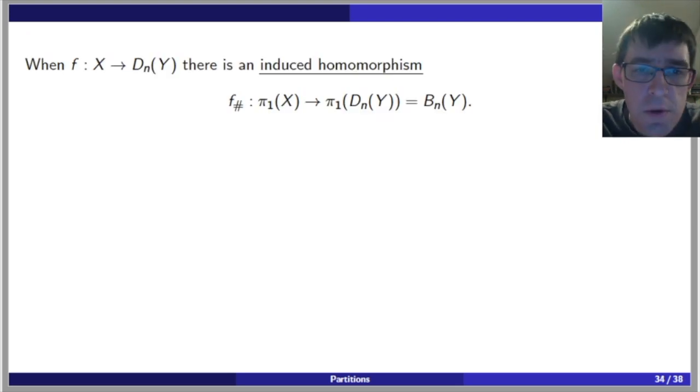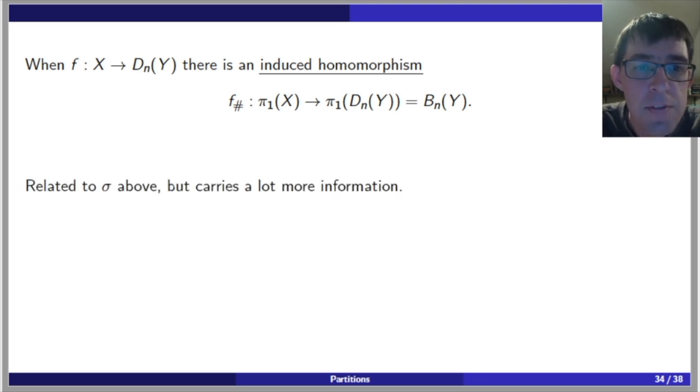In general, this is a thing you can always do with the fundamental group whenever you have a continuous function from one space to another. You get a homomorphism on the fundamental groups of each space for free. In the domain, we have the fundamental group of X, and in the codomain, we have the fundamental group of that configuration space, which is the braid group on Y. This induced homomorphism is related vaguely to the permutation thing that I talked about before, but it actually carries much more information than just the permutations.